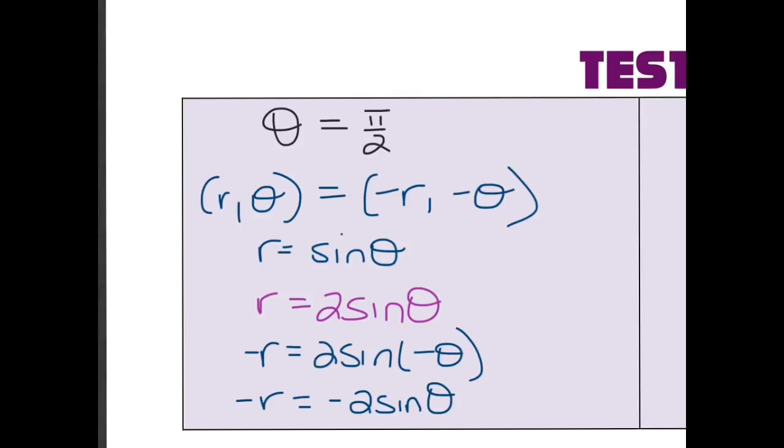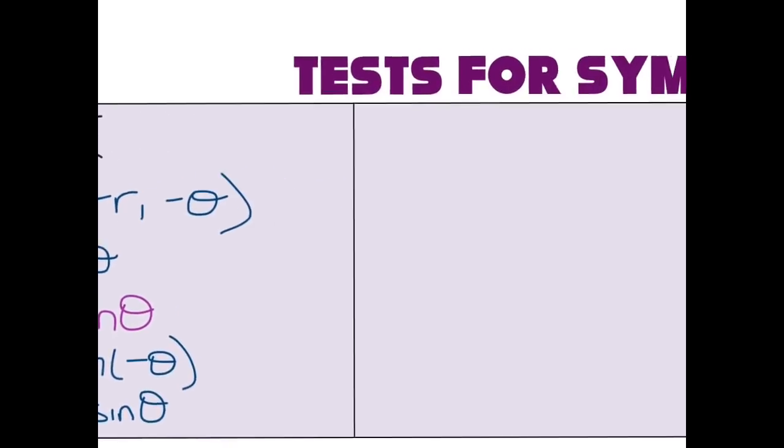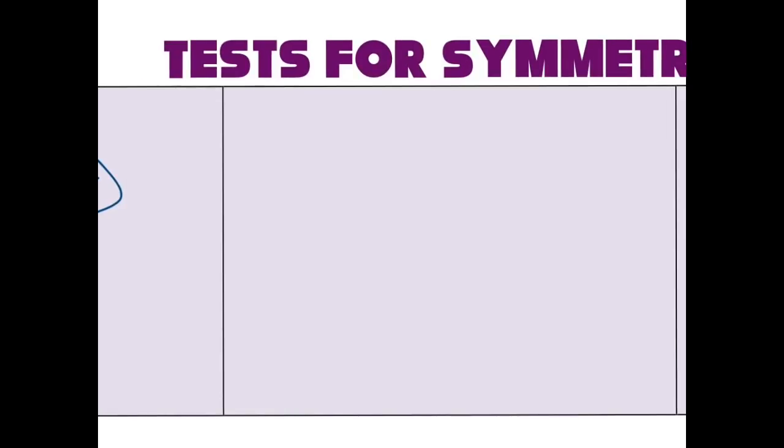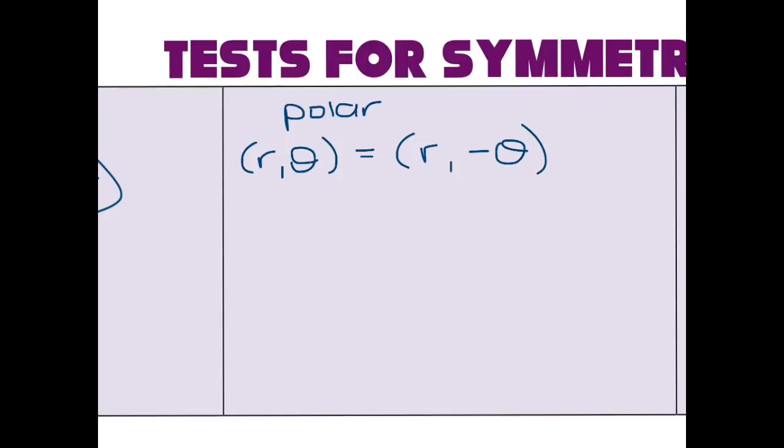Questions on that one? Okay, the second kind was your polar symmetry. And for this one, we take our theta and we change just theta. So polar axis symmetry means that this is symmetric to what we used to know to be the x-axis, right? I could fold this top to bottom and it would overlap.